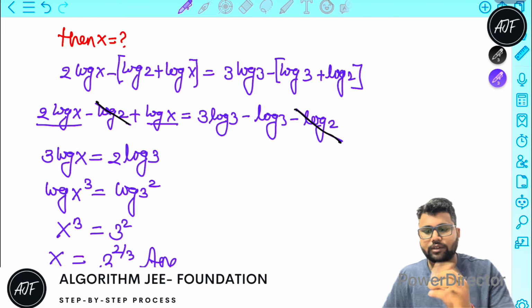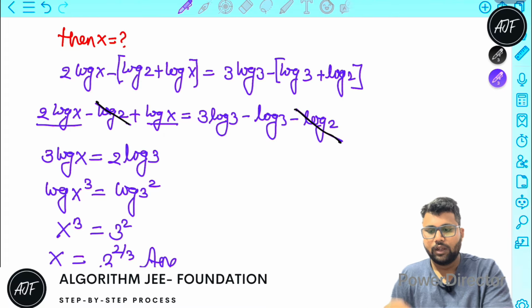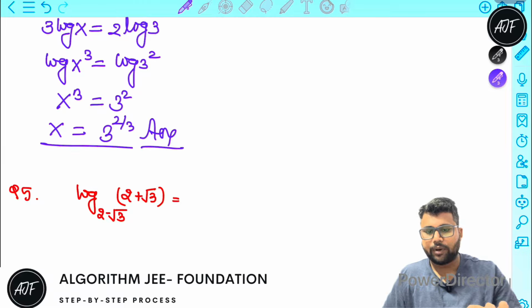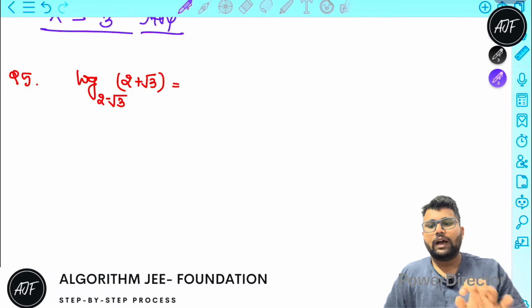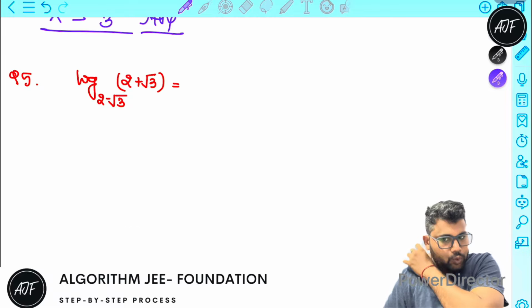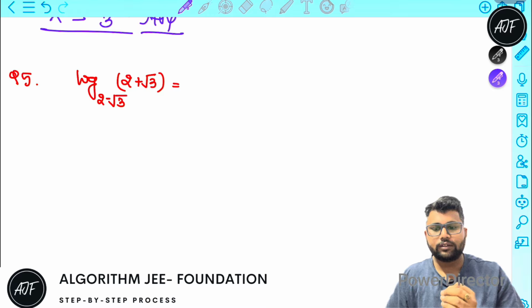This is asking only for the x value, so the x value is easy. 2 is simple according to this property. Okay, after that, the question is given 2 plus root 3, and its base is 2 minus root 3, and how to pair them is a possibility.